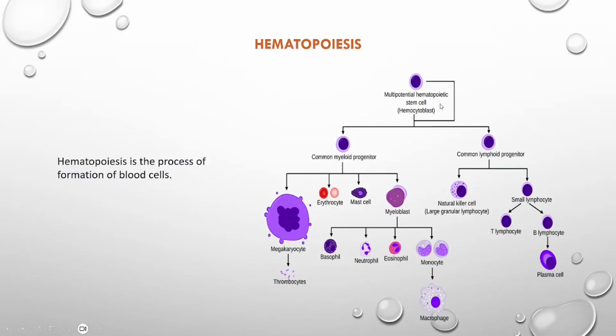There is a multipotent stem cell present in the bone marrow. The multipotent hematopoietic stem cell, or hemocytoblast, gives rise to a myeloid progenitor and a lymphoid progenitor. From the myeloid stem cell, erythrocytes, granulocytes, monocytes and platelets are formed, and from the lymphoid progenitor, lymphocytes are formed. The formation of the myeloid series is known as myelopoiesis and the formation of lymphocytes is known as lymphopoiesis.